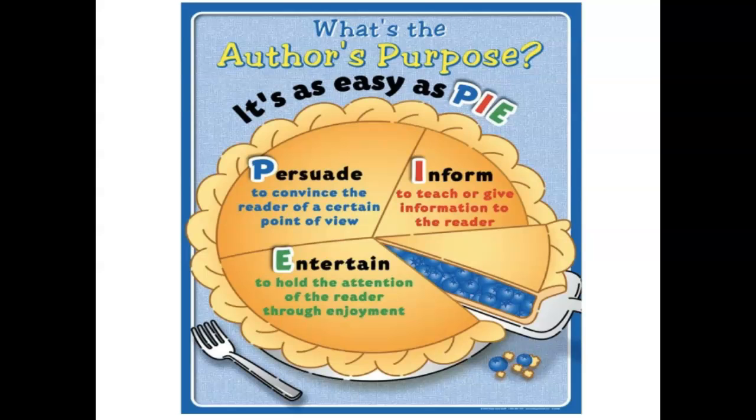Usually the author's purpose falls into these 3 categories: to persuade, which you guys know what persuasion is, right? To convince the reader of a certain point of view; to inform, which is to teach or give information to the reader; or to entertain, which is to hold the attention of the reader through enjoyment. These 3 key letters make up the word PIE. So that's how you can remember the 3 different purposes an author might write a story or a selection.